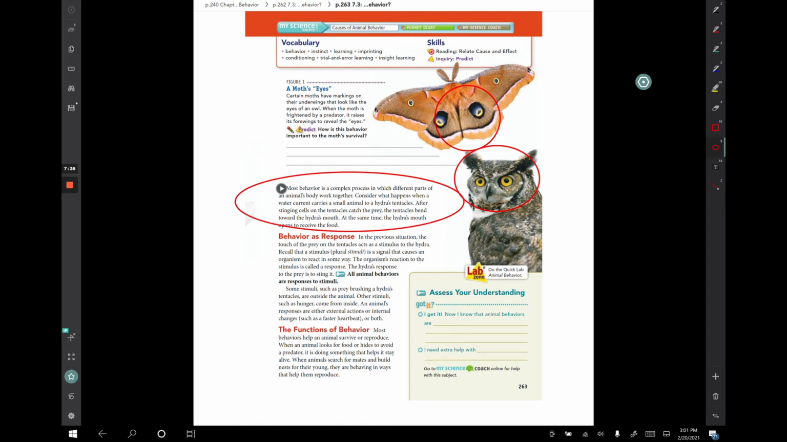And if you remember, a few lessons ago, we talked about responses, and we said that there is a stimulus. And if you remember, what is a stimulus?